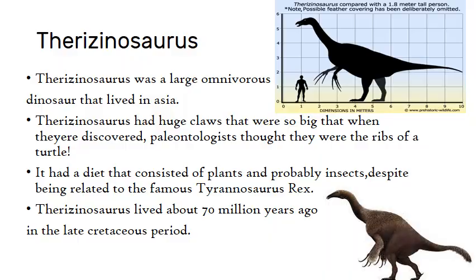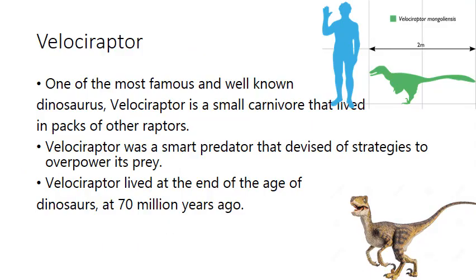Ready? Let's go. This is a dinosaur that many people know: Velociraptor, one of the most famous and well-known dinosaurs. Velociraptor is a small carnivore that lived in packs of other raptors. Many people know about velociraptors because they might have seen it in movies, on TV, or read about it in books and other stuff. It has become a pretty famous dinosaur, and this is actually from Asia itself too.